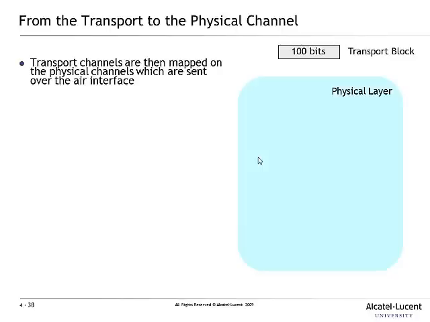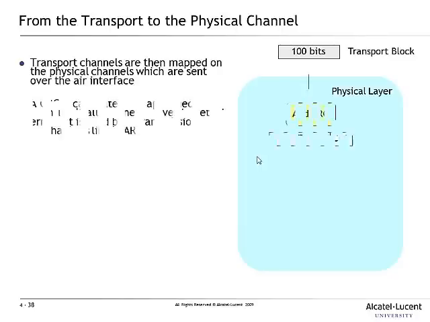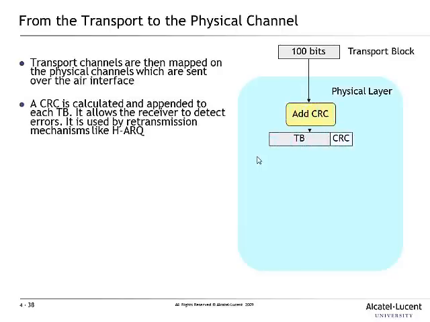So we have this concept of a transport block, and this transport block comes into the physical layer. The first thing that happens to the transport block is we add a CRC, cyclic redundancy check, which is used for error control purposes.